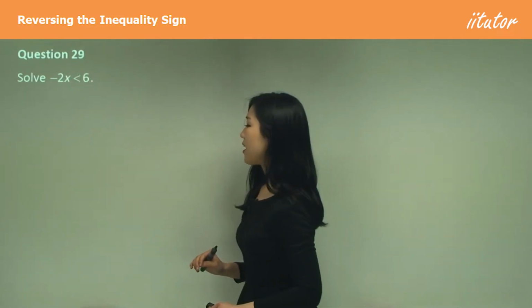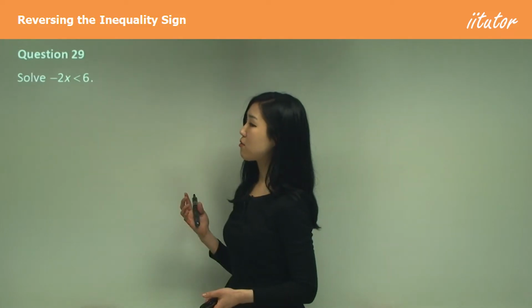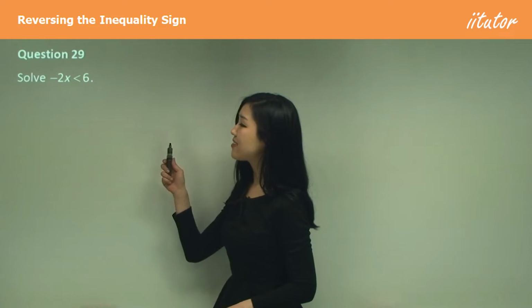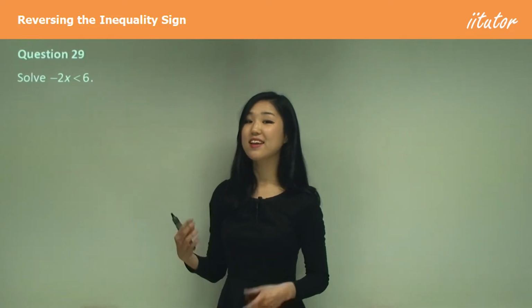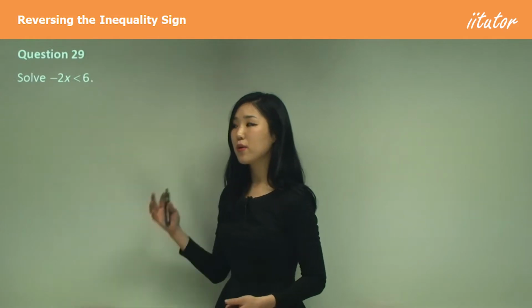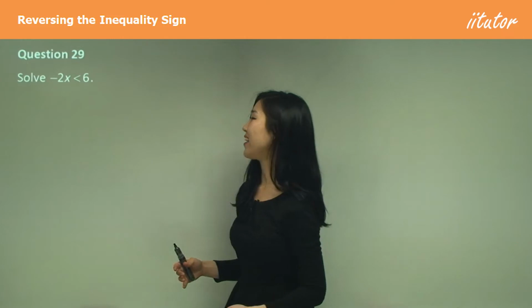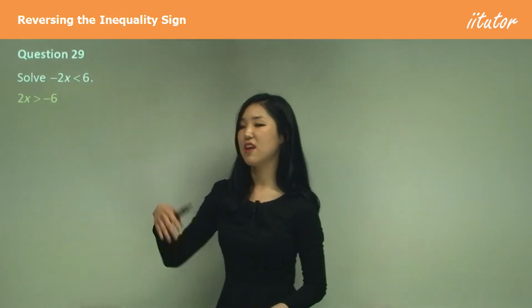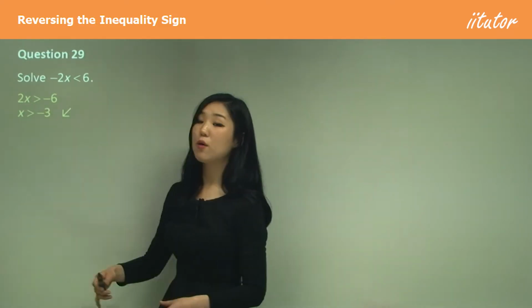Question 29. Now I don't want negative 2x, I just want x. So how do I get rid of the negative 2? We divide. So I'm going to go 6 divided by negative 2. But negative 2 is a negative number. So when we're dividing by a negative, we must reverse the sign. So I'm going to first reverse the sign. Well, what they did was put the negative over first, and then they divided by 2. You can do it all at once if you can.